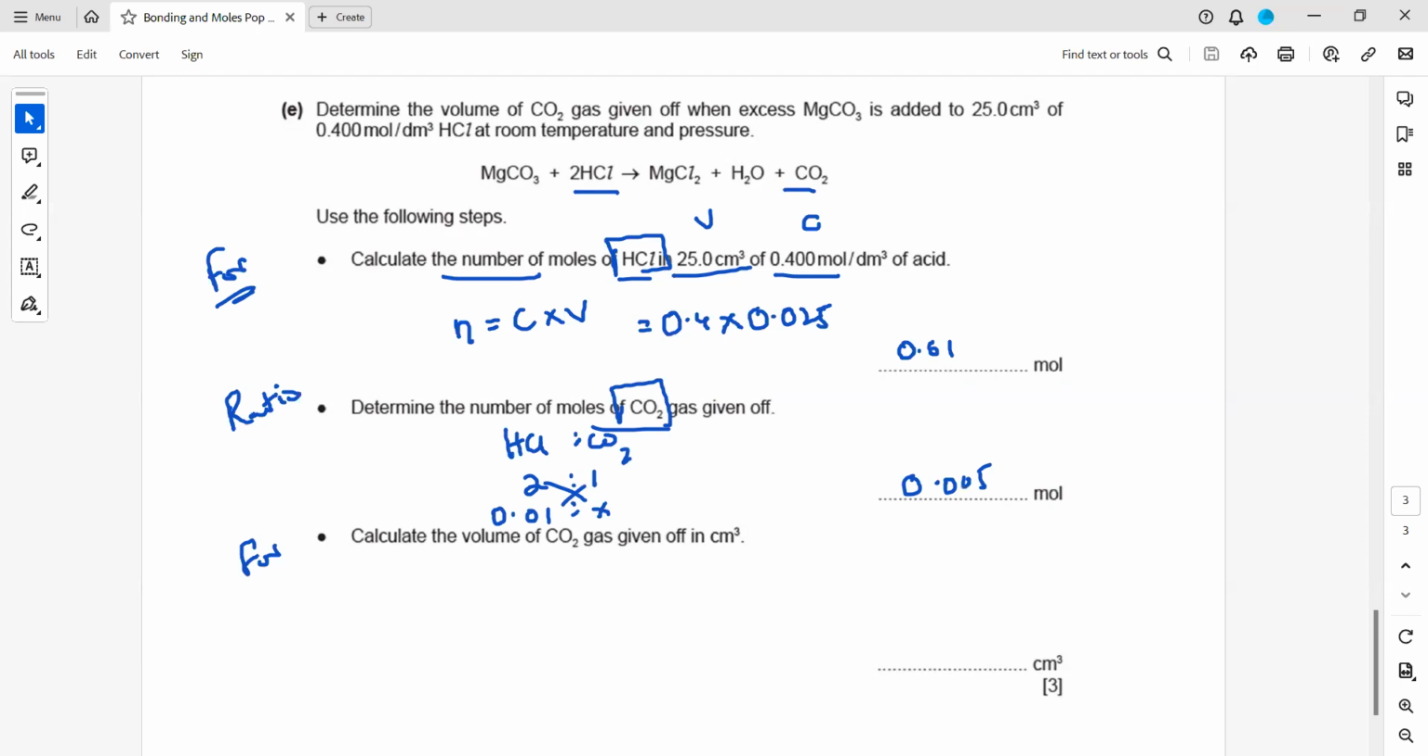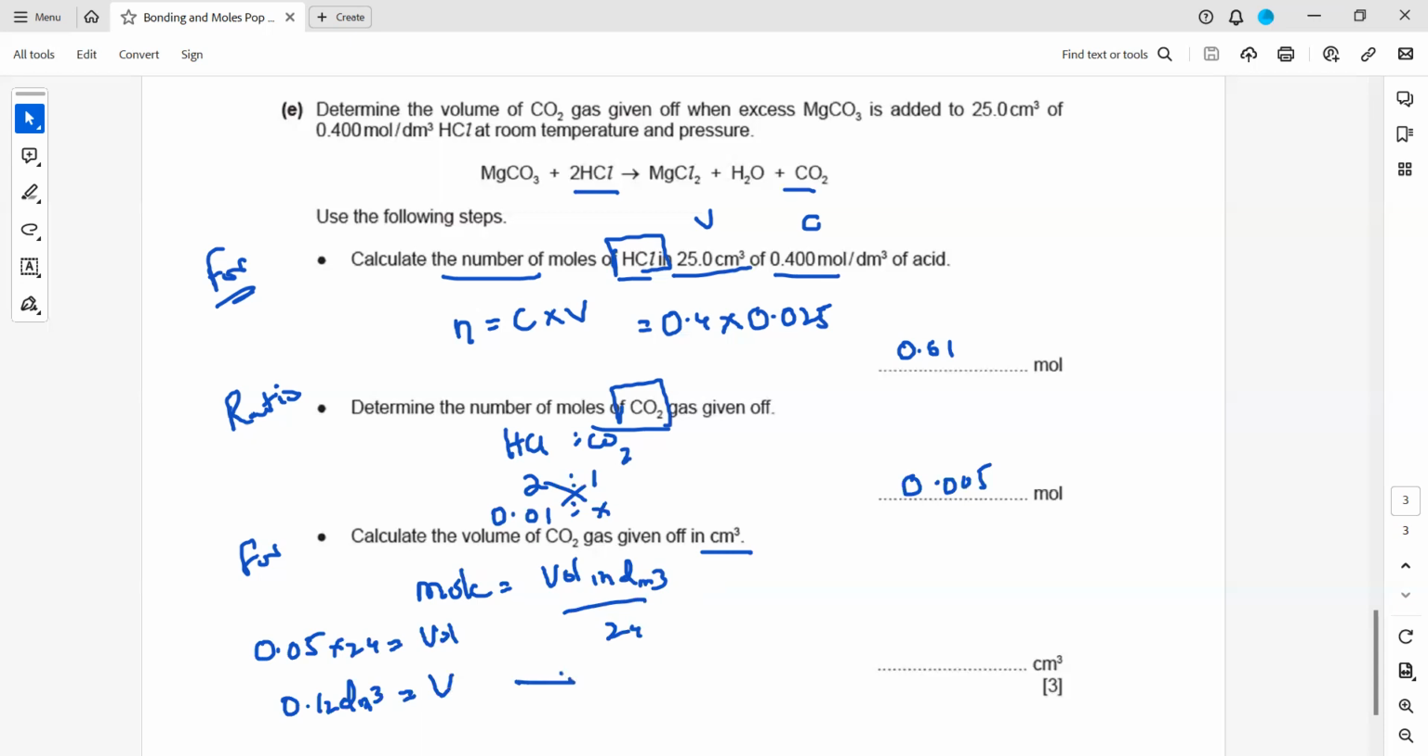Next, we need the volume of carbon dioxide in cm cube. So you have the formula that moles equals volume of the gas in dm cube divided by 24. So we have the moles, 0.005, multiplied by 24, which will give us the volume of the gas. But that answer will be in dm cube. When we solve this, we get 0.12 dm cube. So that is the volume in dm cube. We have to convert it into cm cube, so we multiply by 1000. When we multiply by 1000, this will give us 120 cm cube.